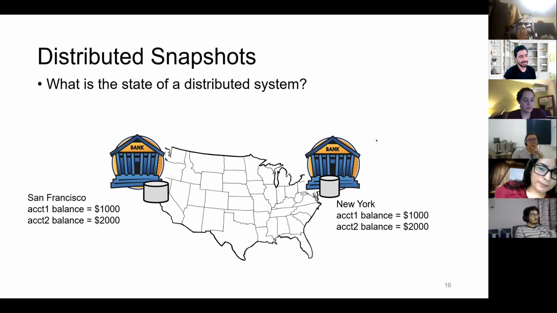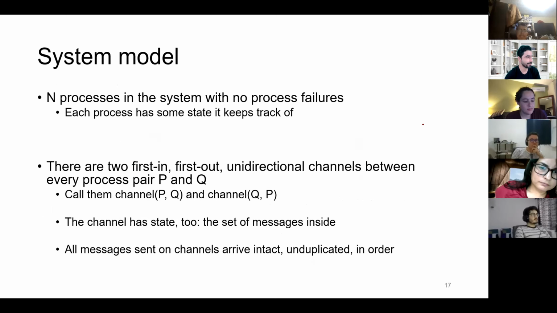You remember this example that we were talking about. There is a bank in New York, another branch in San Francisco. You have 2 different accounts with these balances. Of course, there are n processes in the system. We are setting some assumptions here to simplify it first. Later on, we're going to talk about all these failure issues. But for now, we are considering we have n processes in the system with no process failure.